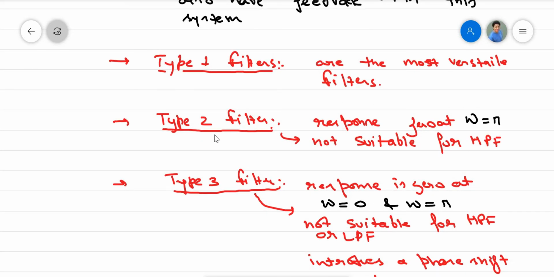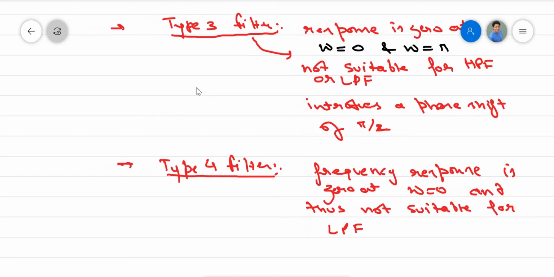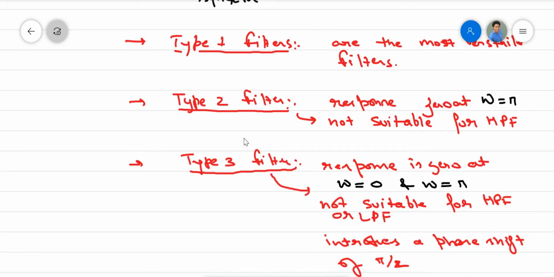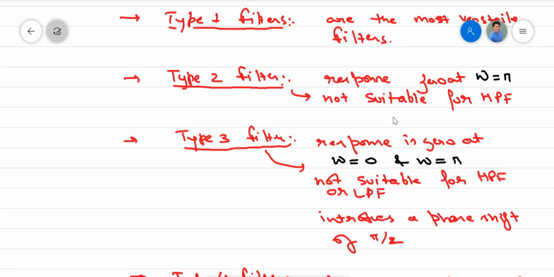That means if you want to implement an LPF, low pass filter, we have to go with the symmetric sequence, either odd or even, right? But if we want to implement a high pass filter, then we have to go with either type 1 filter or type 4 filter. Type 1 filter is suitable for both high pass filter and low pass filter, whereas type 2 filter is only suitable for low pass filter. It is not suitable for high pass filter, but it can be used with band pass filter or other stuff. Whereas type 1 filter is the only filter which can be used anywhere, right?